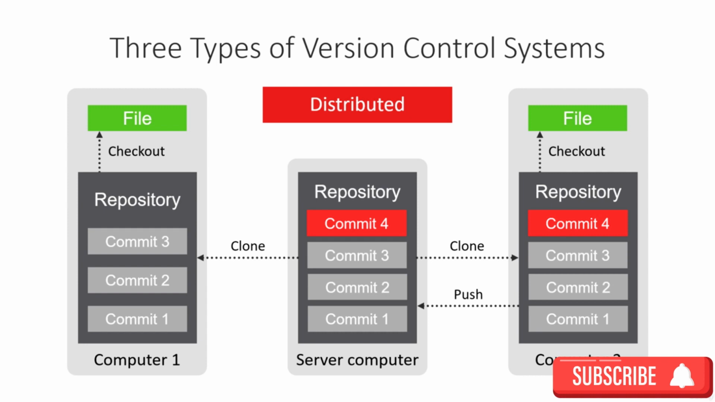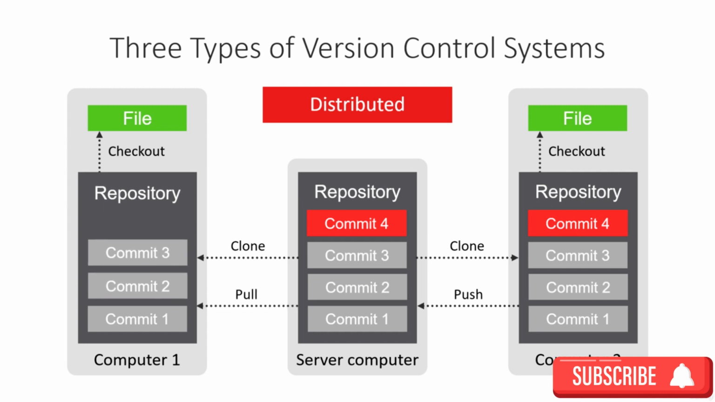After this push, the remote repository on the server will also have that new commit. The user on computer 1 can now pull the changes from the server, and then they will have that new commit also in their local repository. So, this is the coding flow with a distributed version control system like Git.